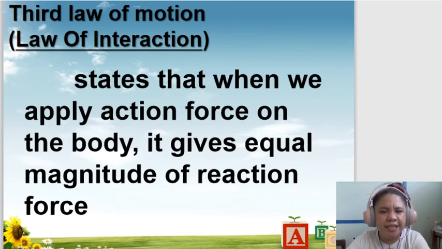Okay, that's it. And to sum it up, the third law of motion is also called the law of interaction, which states that when we apply an action force on a body, it gives a reaction force of equal magnitude.